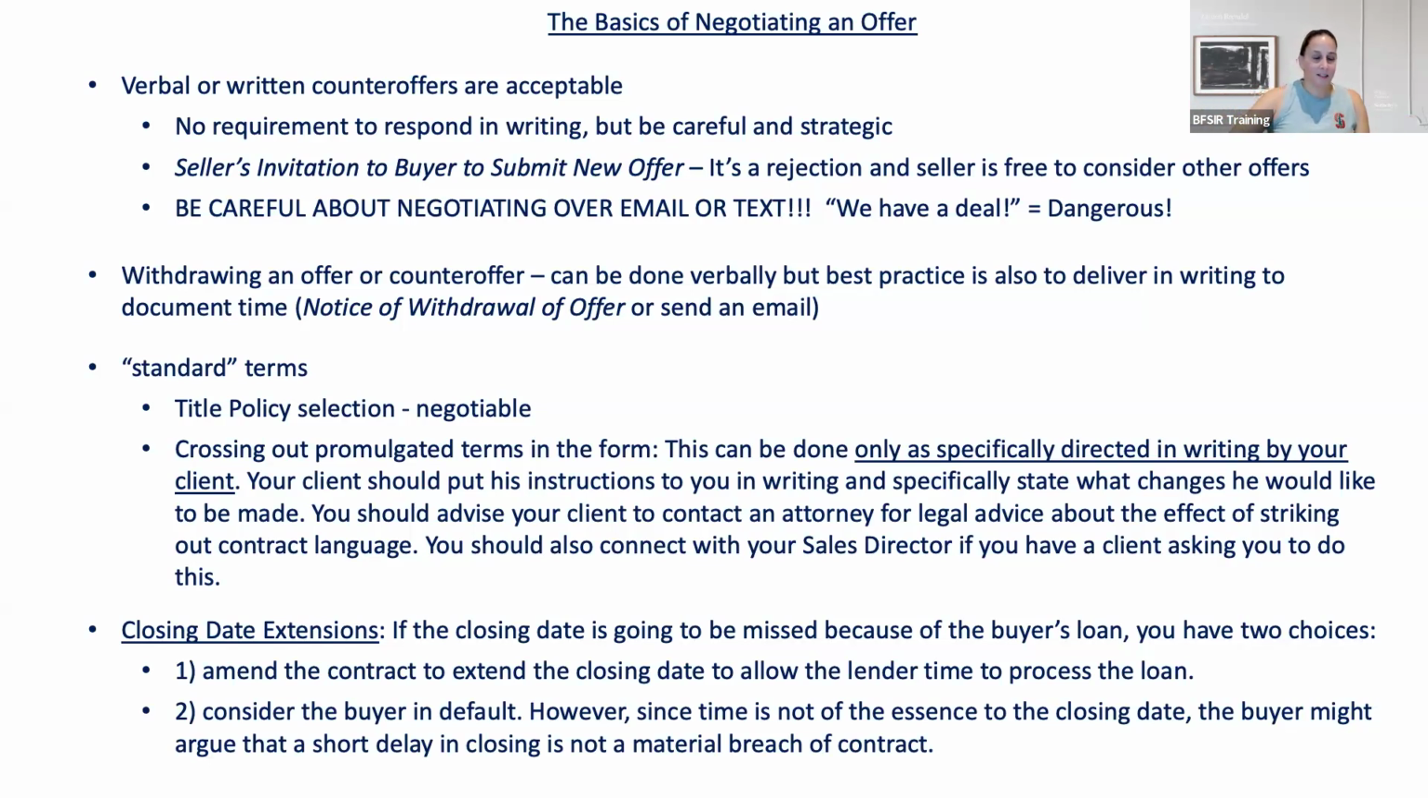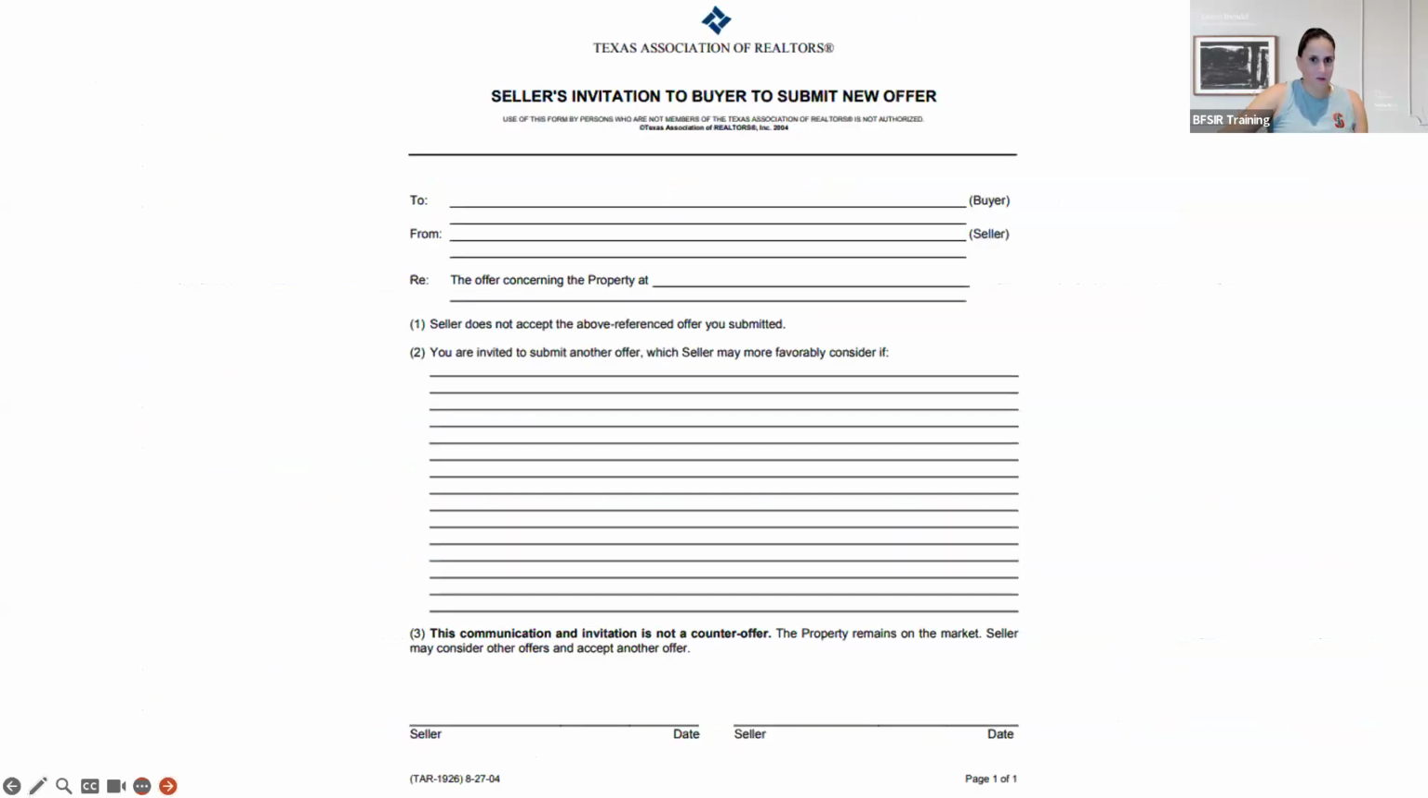There is a document called Seller's Invitation to Buyer to Submit a New Offer. And this you can use. You can basically say, we're rejecting your offer, right? Seller does not accept the above offer, but if you want to resubmit, these are the terms we would like to see. So you're basically countering them and telling them what you want without sending them a document that they could sign and put you under contract.